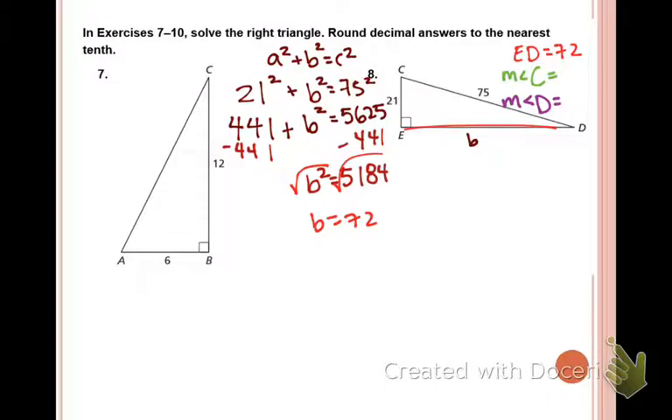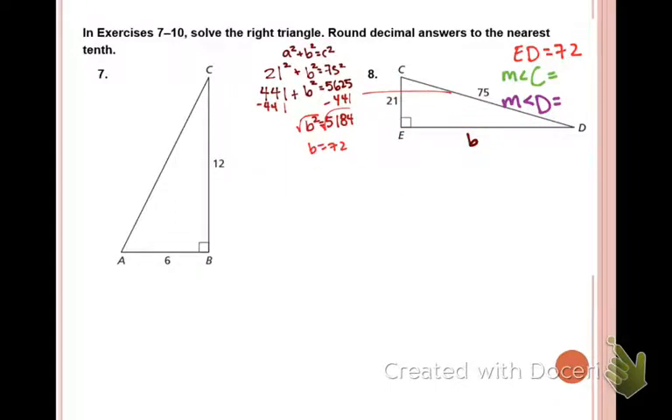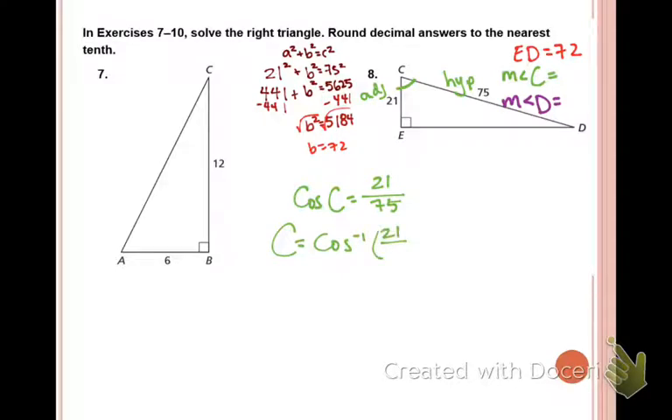Which one do we want to find first? She said C. She's a lady, so we're going to find angle C. So we want to label the sides they gave us. What kind of side is 21? Adjacent. And then 75 is? So which trig ratio are we going to use? Cosine from angle C equals the adjacent, 21, over the hypotenuse, 75. So we're going to hit shift, cosine, 21 over 75. Round it to the nearest tenth.